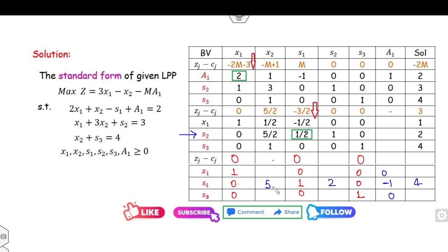Now, can you find the remaining elements? Again, by using the same rule, you can find these positions. For example, if you want to find this number, the previous number is my 5 by 2.